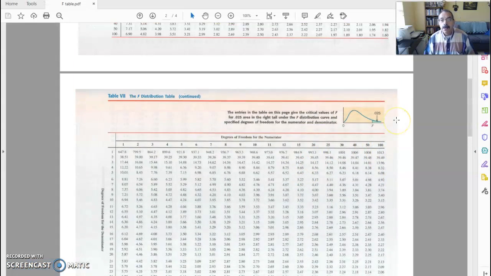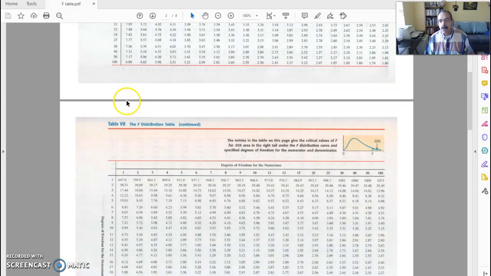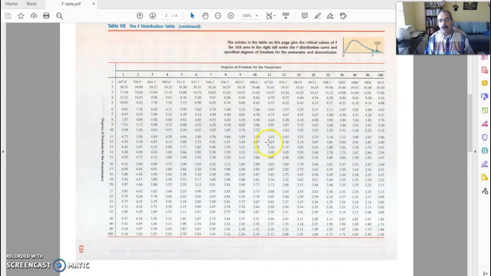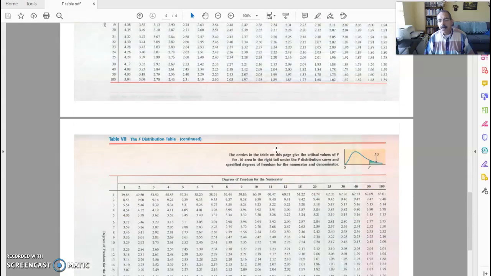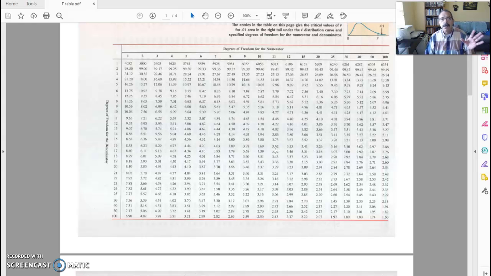So table 7 consists of 4 tables, one for a probability of 0.01, one for 0.025, one for 0.05, and one for 0.1. Each of these 4 tables is for one probability, and it shows you at the top the degrees of freedom of the numerator. Those are the column headings, and the row headings correspond to the degrees of freedom for the denominator. So make sure that you print this table, because we're going to be using it in this section.